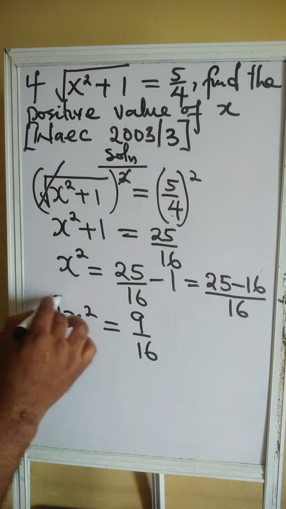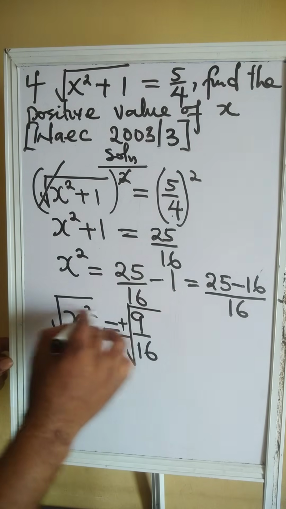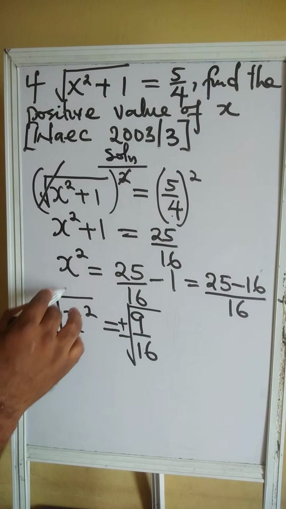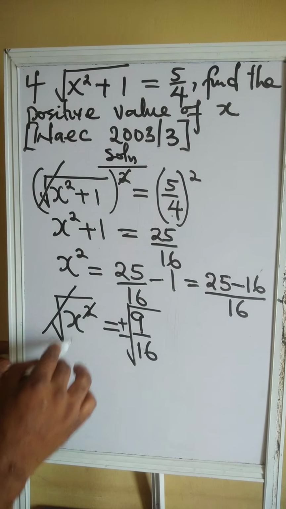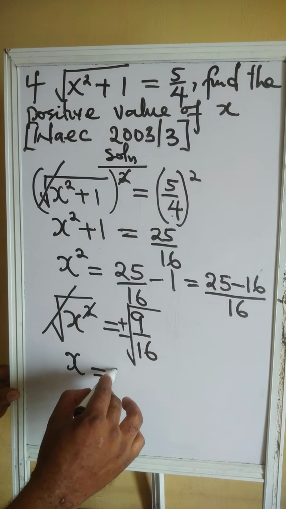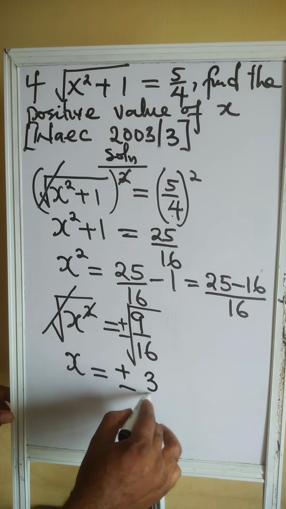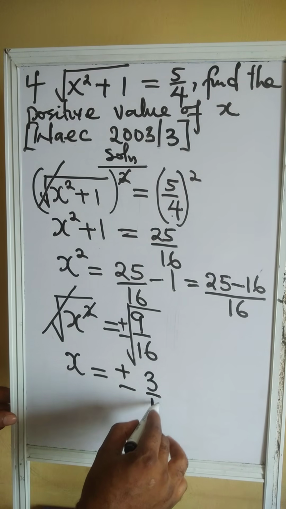Make x the subject of the formula. Take the square root of the right hand side, and also take the square root of the left hand side. Then this square root will cancel the power 2. I have made x the subject of the formula. X is now equal to plus or minus. What is the square root of 9? 3, all over the square root of 16, which is 4.